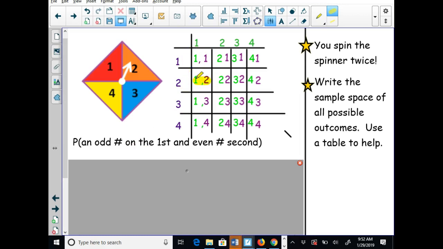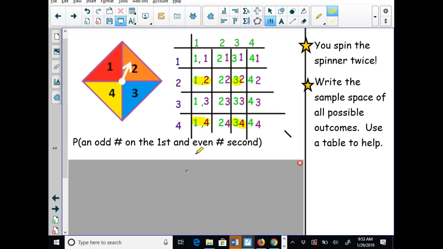Odd number on the first spin, even number on the second spin. Let's go again. Odd number on the first spin, even number in the second spin. There's no other place where we have an odd number on the first spin and an even number in the second spin.